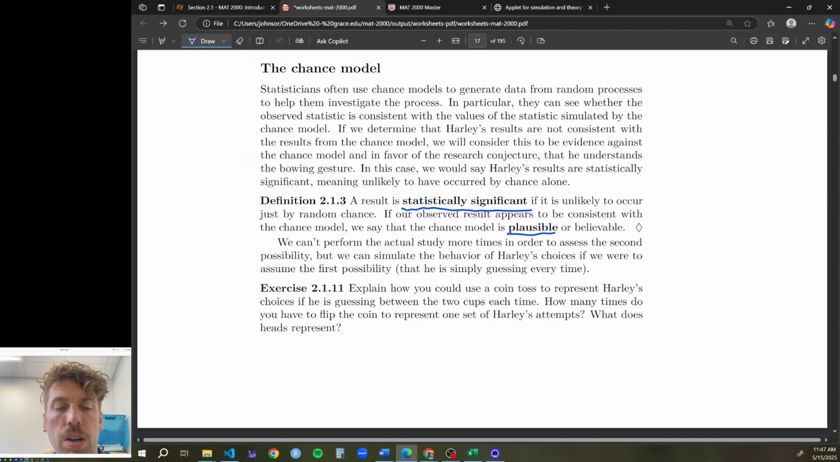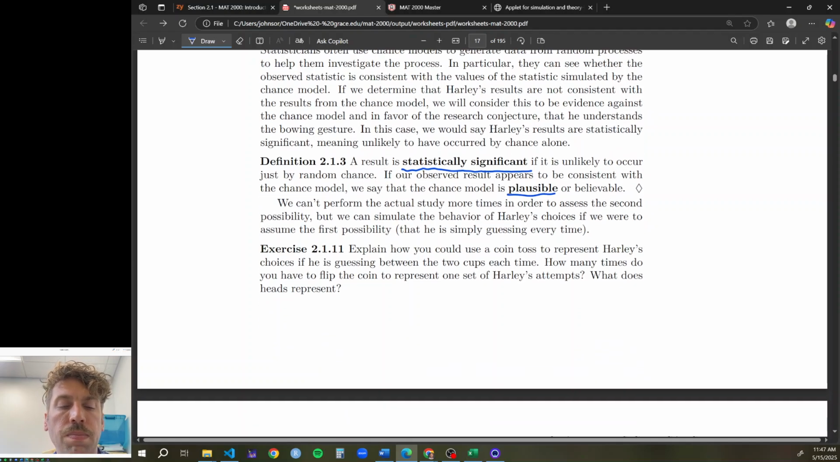Okay. So for number 11, explain how you could use a coin toss to represent Harley's chances if he's guessing between the two cups each time. How many times do you have to flip the coin to represent one set of Harley's attempts? What does heads represent?